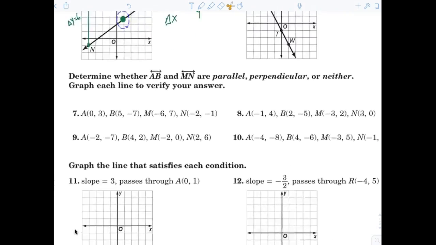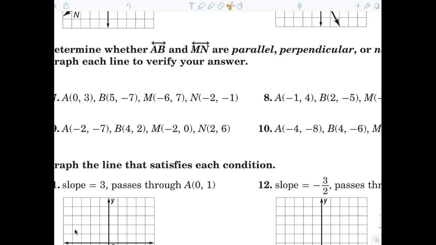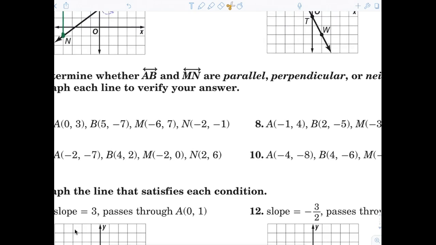Now, number 7. You have to remember this. Parallel lines. What can you tell me about parallel lines? What can you tell me about their slopes? They're the same slope. So, parallel lines, you would write above that, slopes are equal. For parallel lines, slopes are equal.